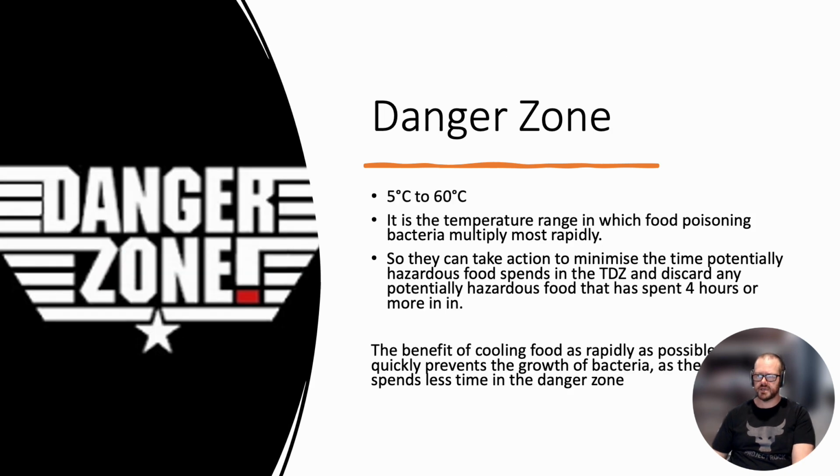Here we go, the danger zone. It's not just a Kenny Loggins song, okay? The temperature danger zone is this time and temperature chart that we talk about. It's the temperature range between 5 degrees and 60 degrees. Remember we talked about the fridge needing to be under 5 and hot food needing to be over 60. This is why the danger zone is what we talk about. It's the temperature range in which food poisoning bacteria multiply most rapidly.